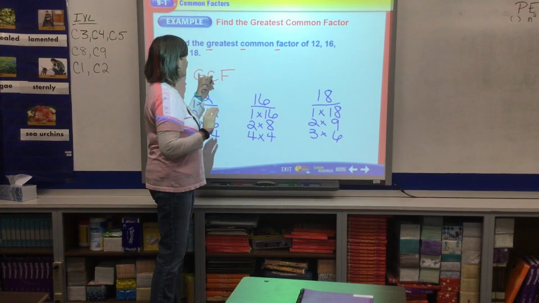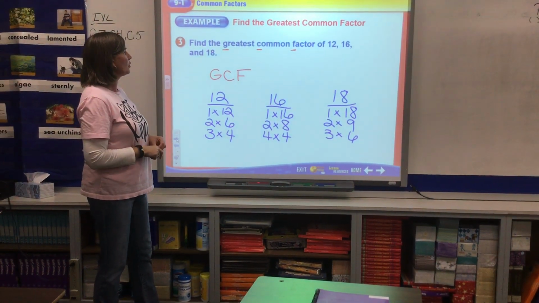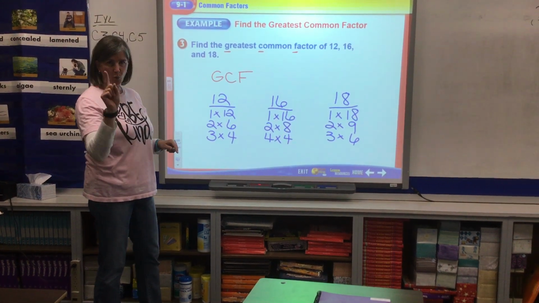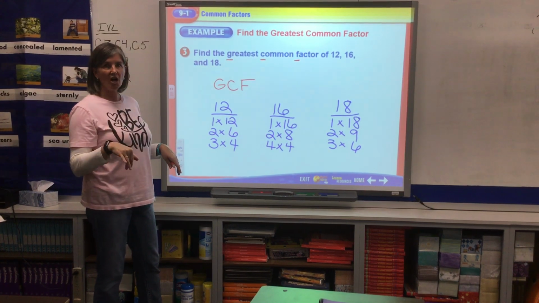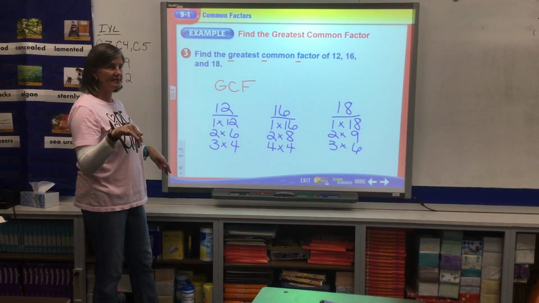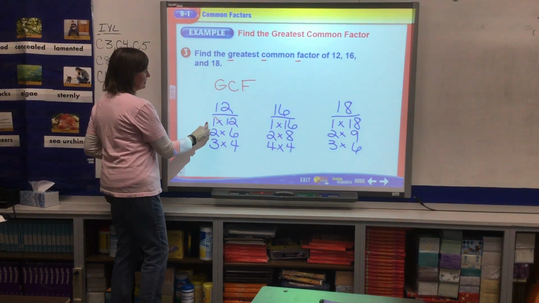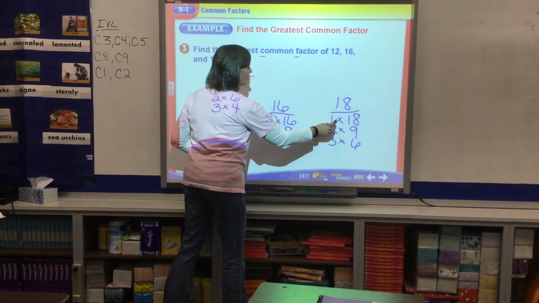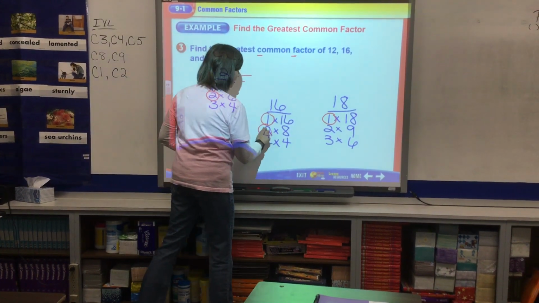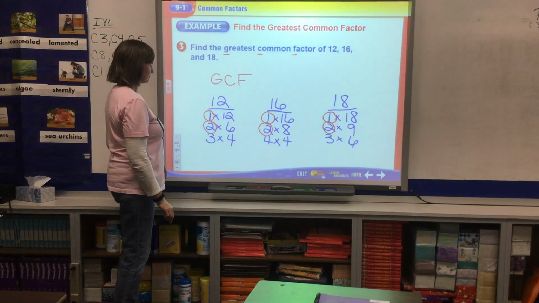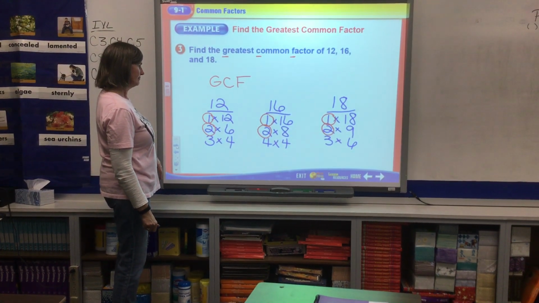Now, when you think of the word greatest, greatest means the largest, the biggest. So what we're trying to do is find the one factor that they all 3 have that is the largest number, the greatest number. That's their greatest common factor. So what I'm going to do first is quickly go through and circle the common factors. They all have a 1, they all have a 2, and I think that is it.